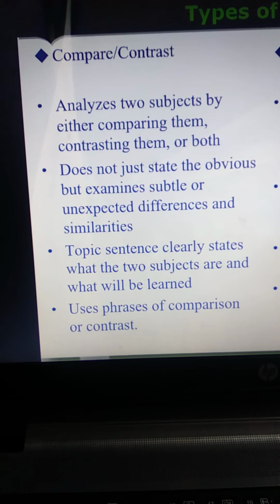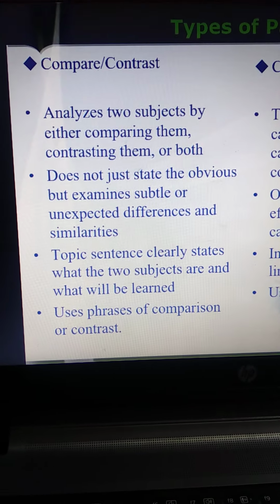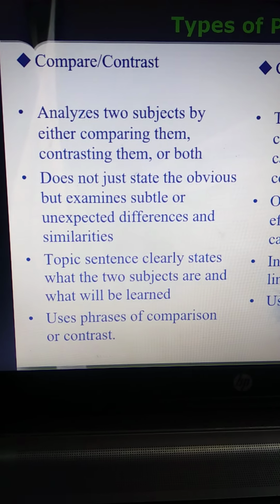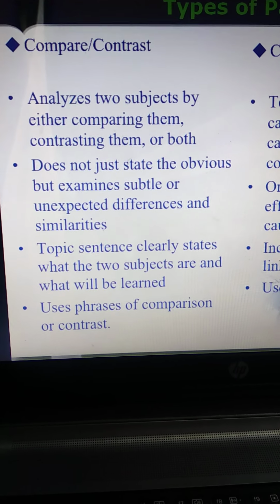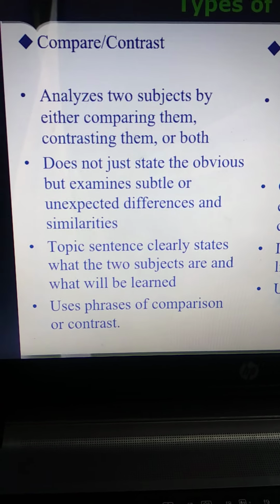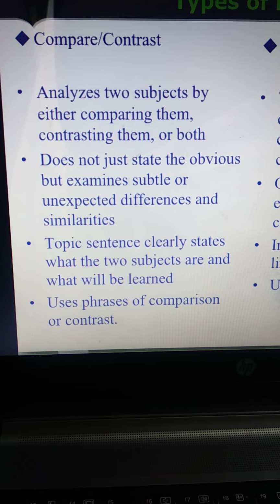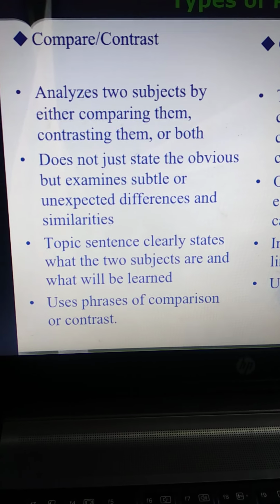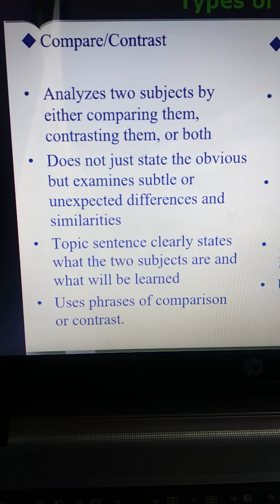The third type of paragraph is the compare and contrast. We compare, comparison is between two similar things and contrast is between two different things. So we analyze two subjects by either comparing them, contrasting them, or both. So comparison or contrast is also a type of paragraph. So we do not just state the obvious but examine subtle or unexpected differences and similarities. We look at it in detail, we see what are the other things that we can talk about.